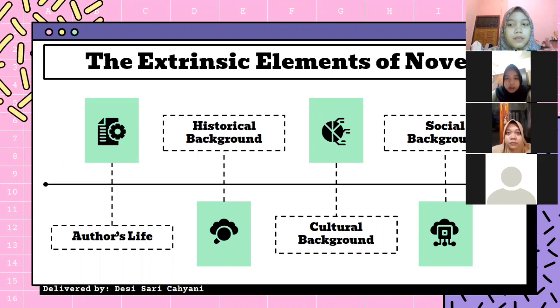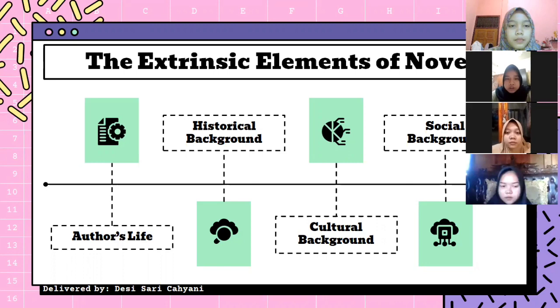Extrinsic factors are the literary elements, the factors which are found outside the literary works, but in the author of the literary works. As we can see in here, first, author's life. The part of author's life also influences the settings and plot of the story.